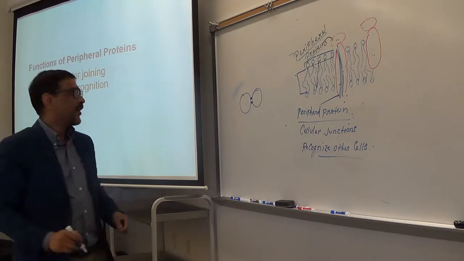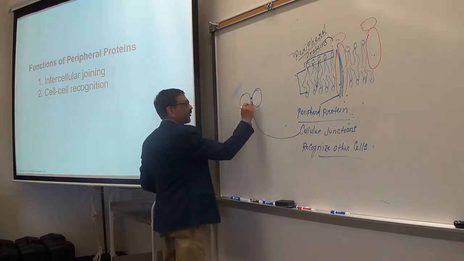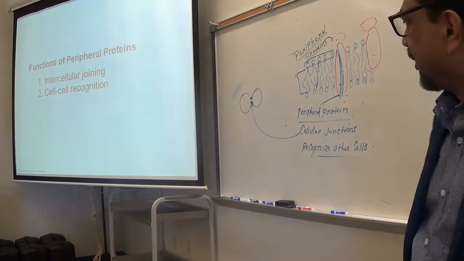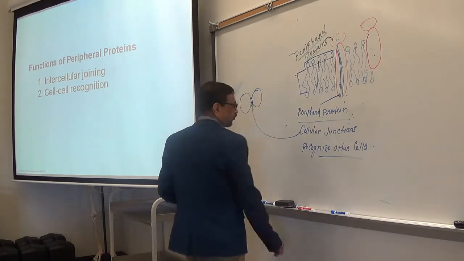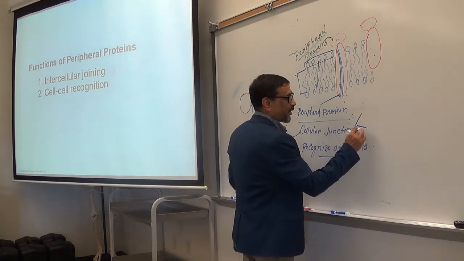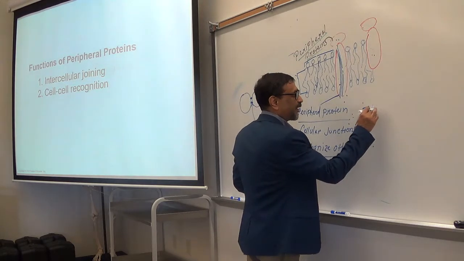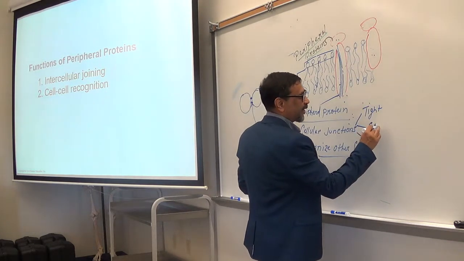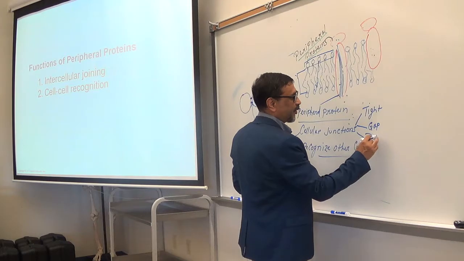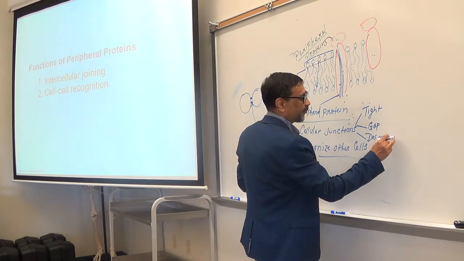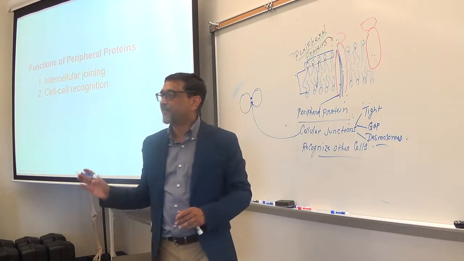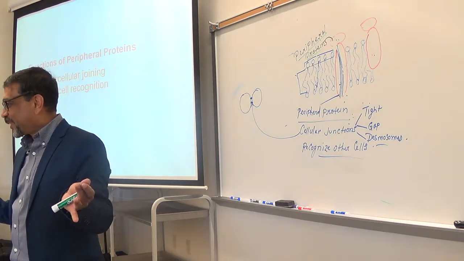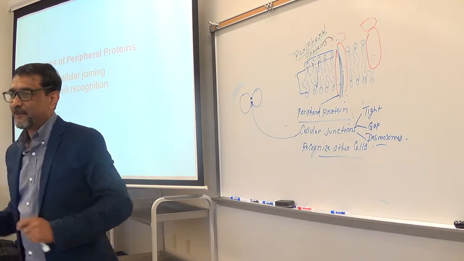Clear? Okay. So those are the cellular junctions. The cellular junctions hold the cells in the tissue together. There are three types of cellular junctions: tight junctions, gap junctions, and another type called desmosomes. So just know that. How many different types of junctions? Three: tight, gap, and desmosomes. Okay.